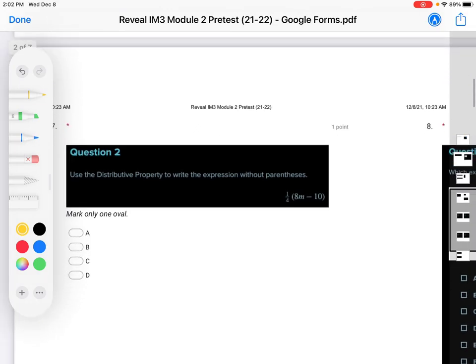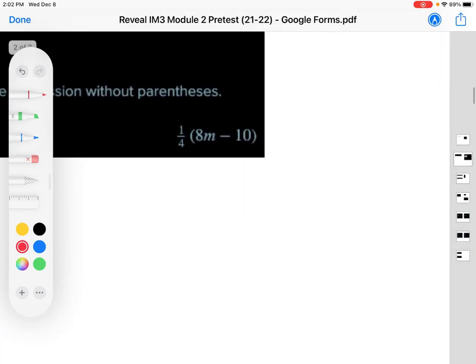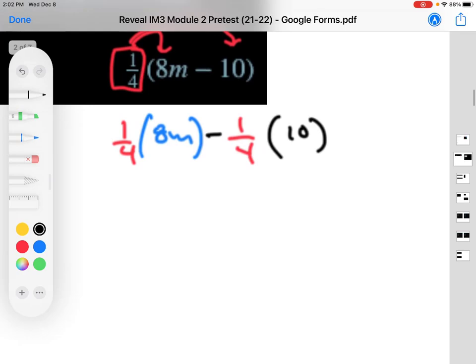Okay, question number 2. Use the distributive property, which I just demonstrated to you, so that's just multiplying, to write the expression without parentheses. So again, you're going to distribute the 1/4 to each of these. Think of it as Halloween. You're distributing the 1/4 to each of those, or passing out the candy to each of those. And this would be a 10 here. You can make each of these a fraction by just putting it over 1. And you can just multiply it across.